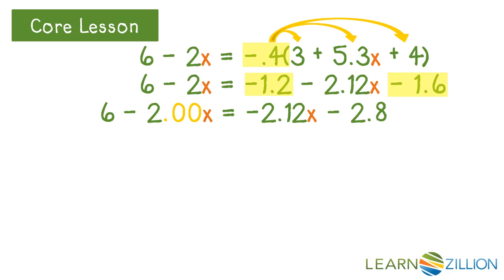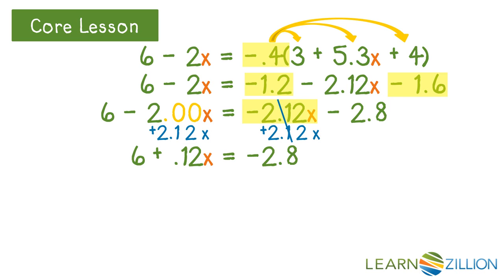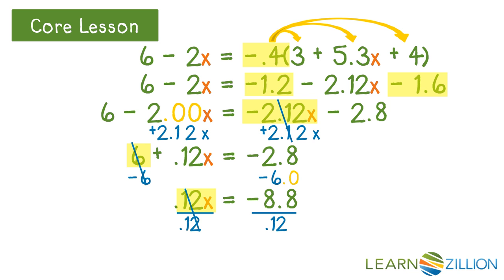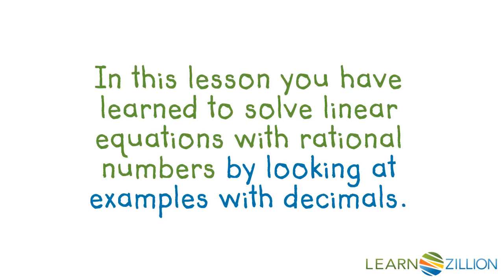We can transform the equation to a simpler form from here by using the same method and same inverse operations we used in the last method. And we end up with the exact same solution we had before. In this lesson, you have learned to solve linear equations with rational numbers by looking at examples with decimals.